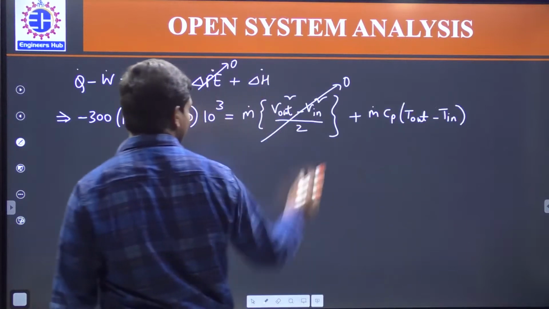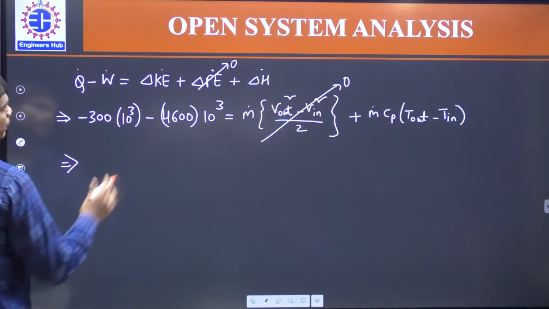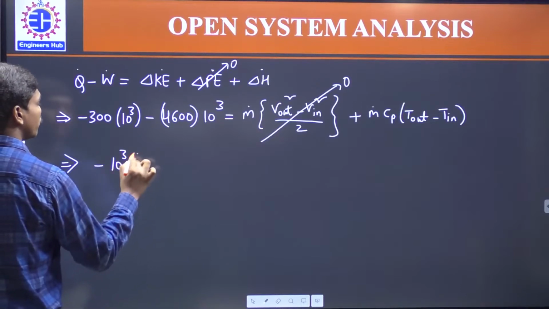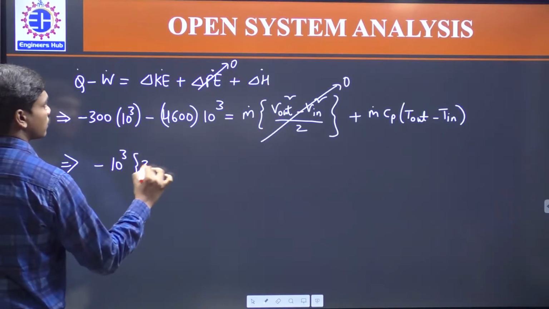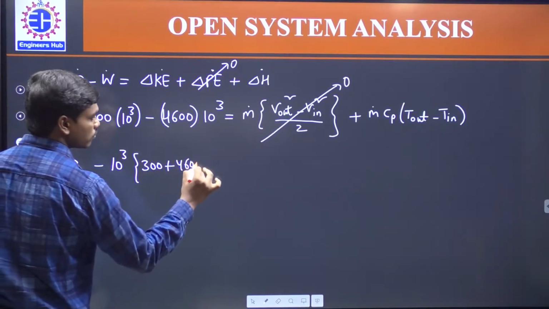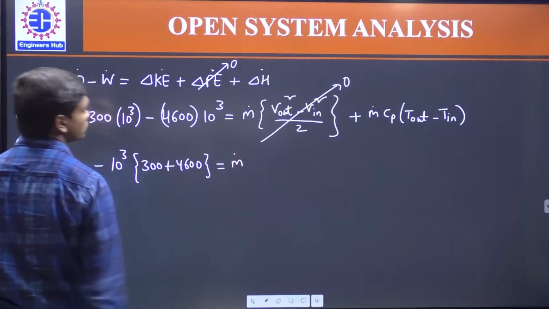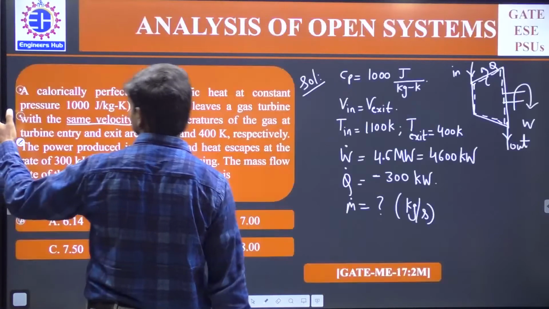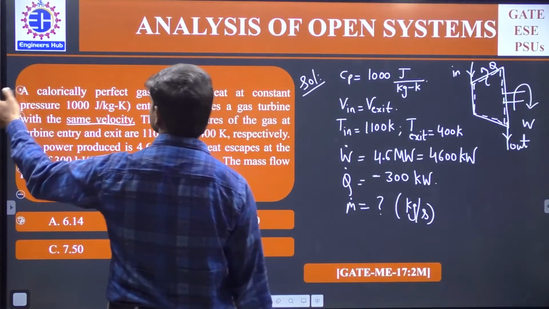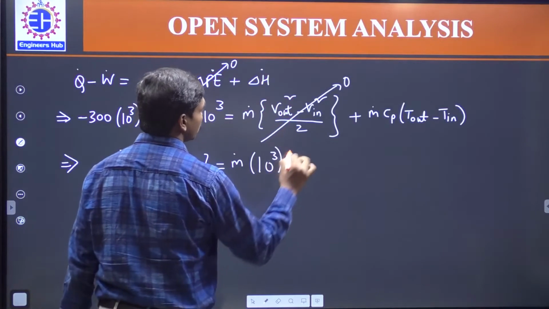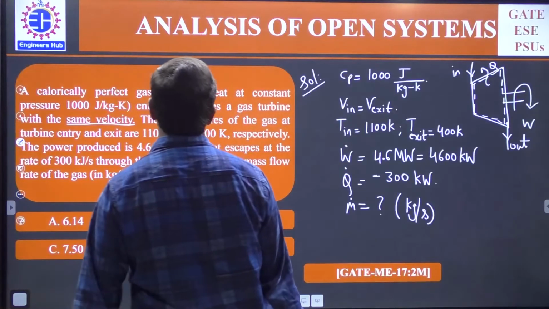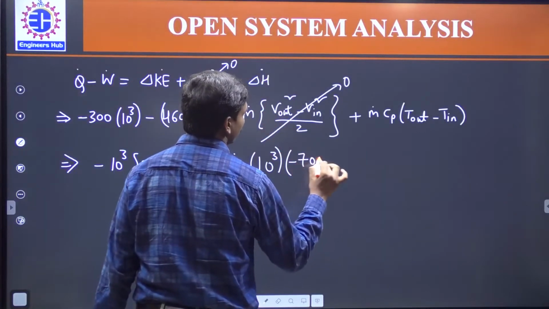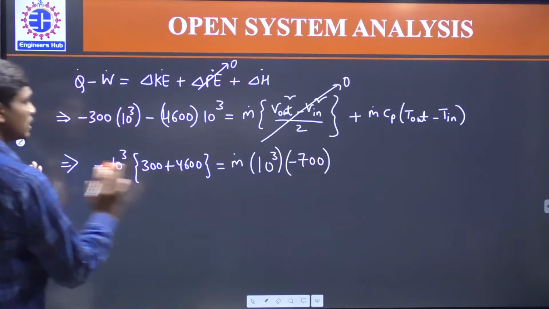Now for what value is this asking, this m dot. Okay, let us write this. So minus, if you take minus 10 cube also common, you have 300 plus 4600 is equal to m dot into Cp. Since we are substituting everything in watts, let us write Cp also. What's the value of Cp given? 1000 joule per kg Kelvin. So this is 10 cube into T out minus T in. T out is given 400 and T in is 1100. So the difference is 700. Of course, this is minus because 400 minus 1100. So these are the values that are available to us.